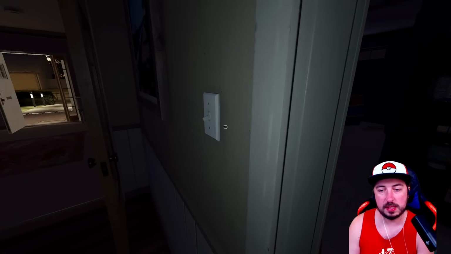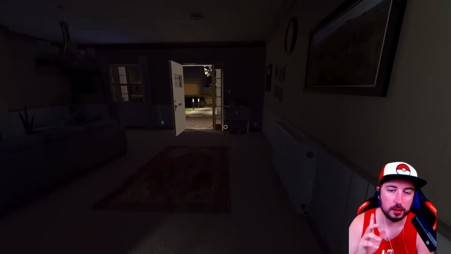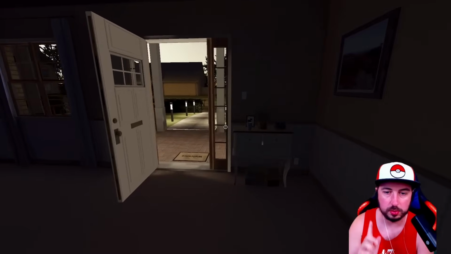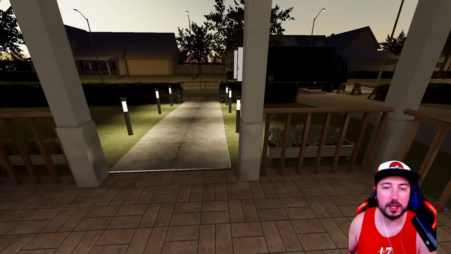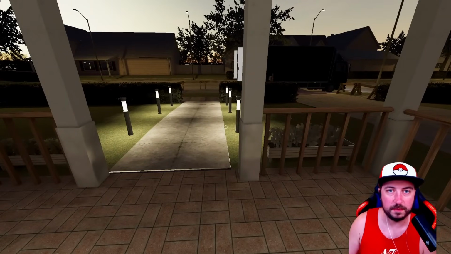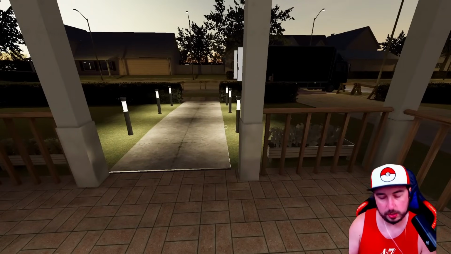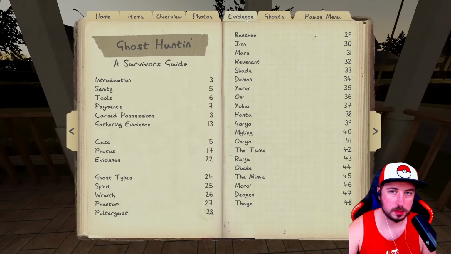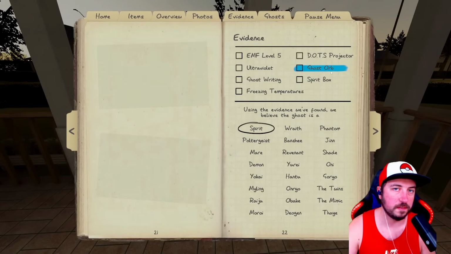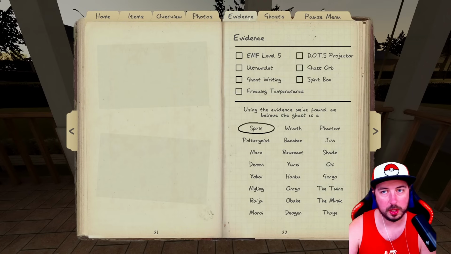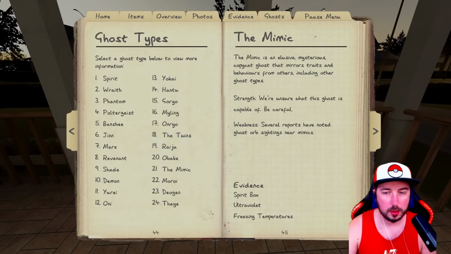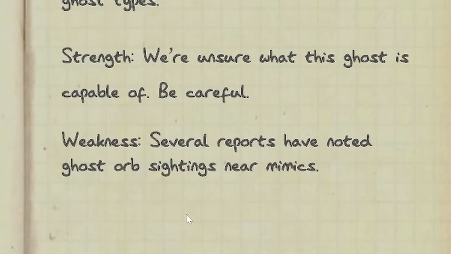Now, here's the biggest thing that you need to keep in mind when it comes to ghost orbs. And I'm going to tell you this, you're going to forget it. It's going to ruin your day one day in Phasmo. But just know I told you. Ghost orbs: always assume they're fake. What do I mean by fake? Could be a mimic. So if you look into your ghosts here, you go to mimic, you look at the weakness. It says several reports have noted ghost orb sightings near mimics.